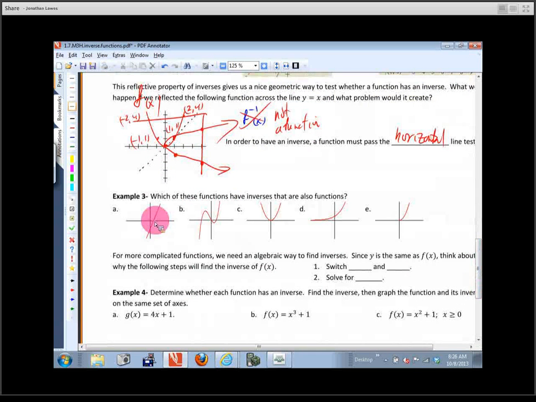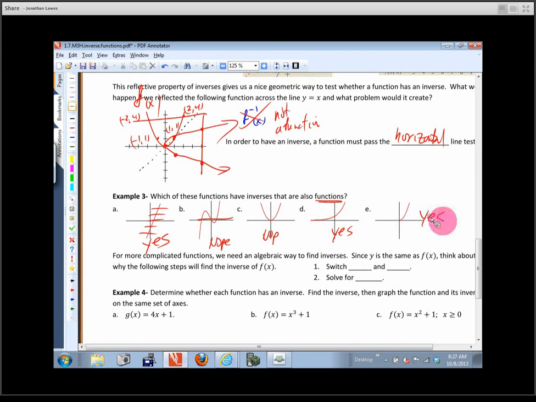So let's take a look at this one right here, and the question is simply, which of these functions have inverses that are also functions? So if we reflected it across the line y equals x, I'd have a function. And we can tell that because, does this pass the horizontal line test? Yes. So its inverse would pass the vertical line test. Does this one pass the horizontal line test? Nope. So its inverse would not be a function. How about this one? Nope. Again, how about this one? This one is a yes. And how about this one?